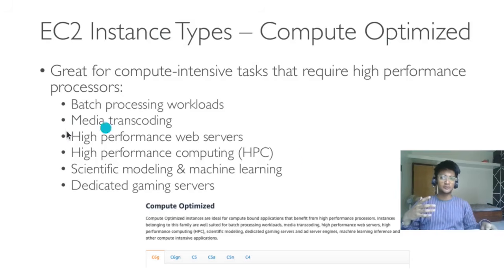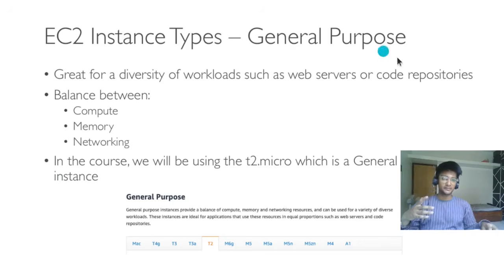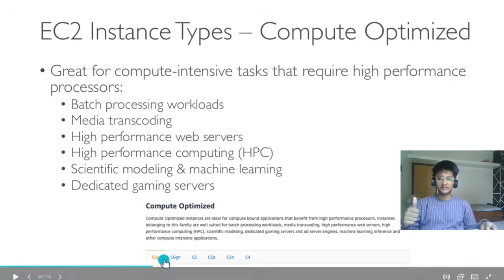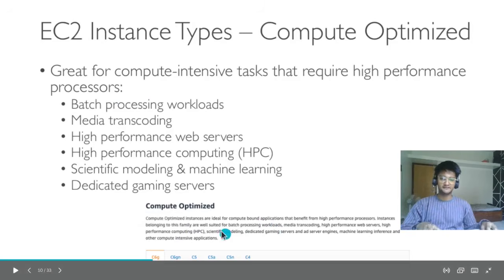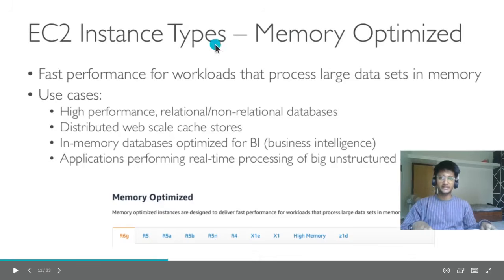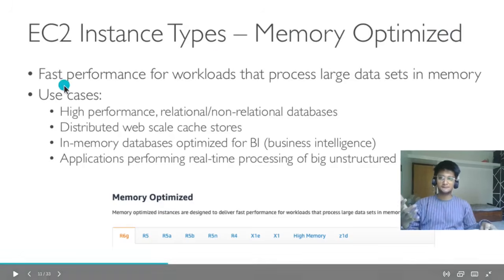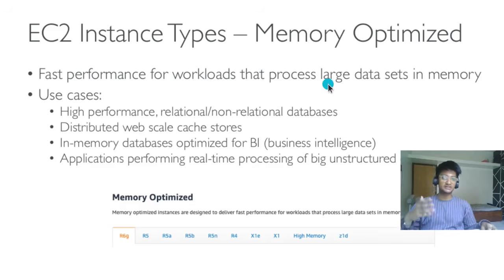So you need to know about the different instance types: general purpose, compute optimized, and these are always going to be the C5 family, so C family. Next is memory optimized, so fast performance for workloads that process large data sets in memory. So whenever there is memory, it is going to be memory optimized.